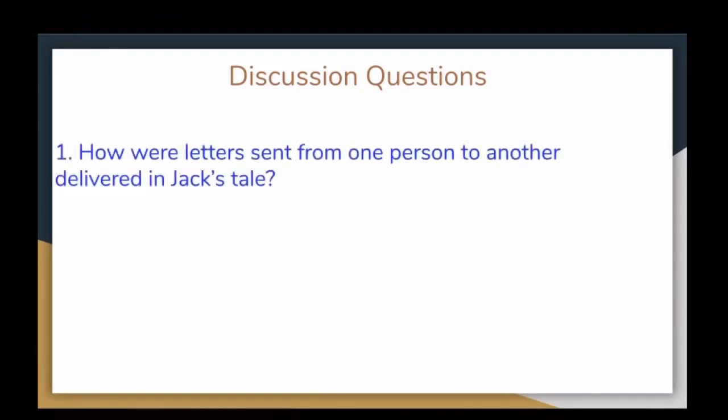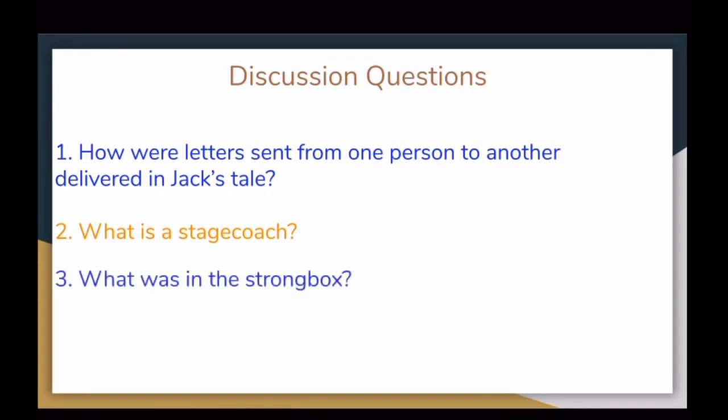Let's go over our discussion questions. How were letters sent from one person to another delivered in Jack's tale? Right. Letters were sent by a stagecoach. What is a stagecoach? You got it. A stagecoach is a vehicle drawn by horses.